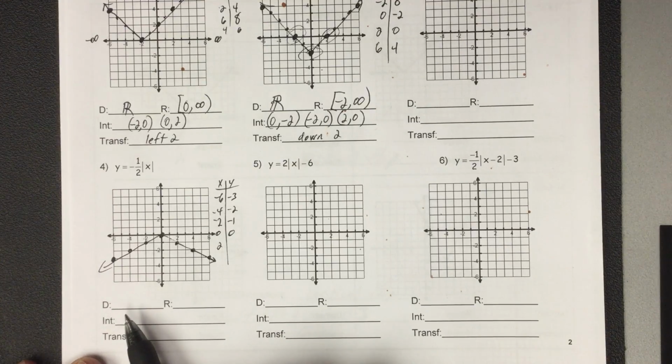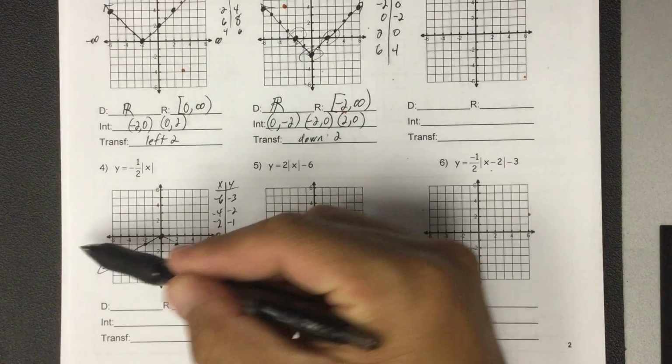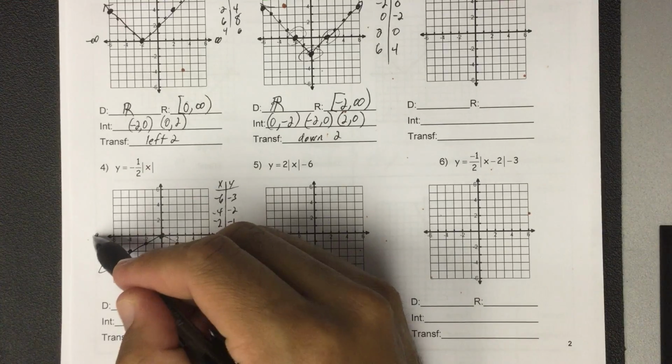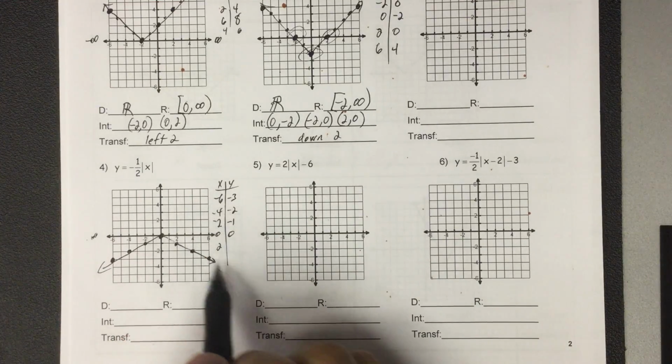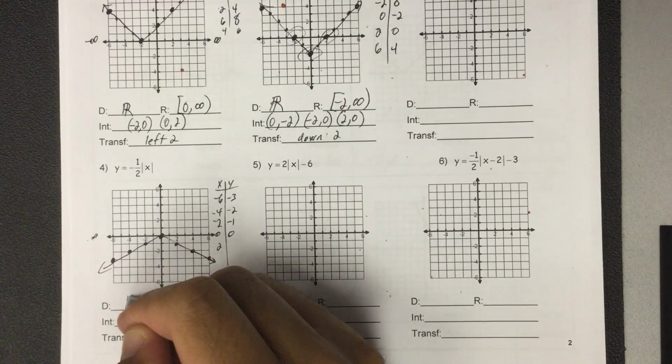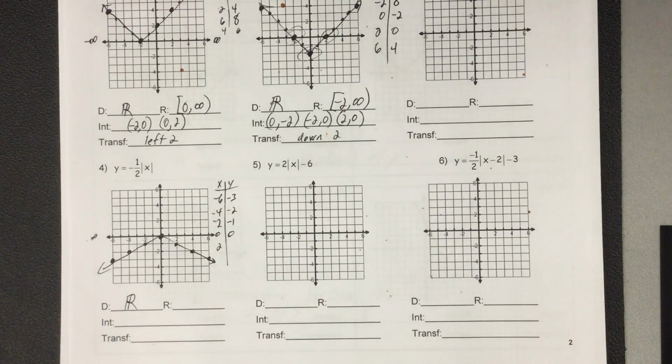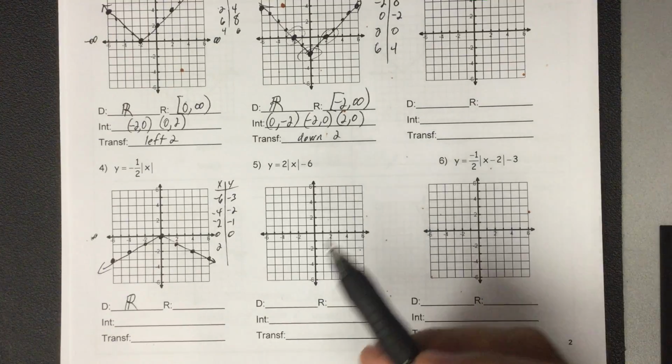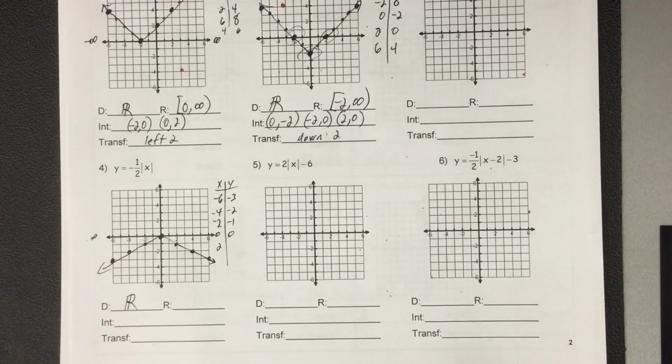On domain, I'm looking, how far is it going to the left? Well, it goes all the way over here to -infinity. And how far is it going right? It has an arrow, so it's going to +infinity. So that's all real numbers, right? We talked about it. No matter which way the V is going, it's going to have an arrow left, an arrow right, which means domain would always be all real numbers.